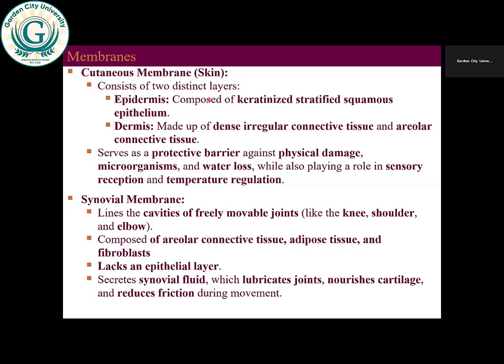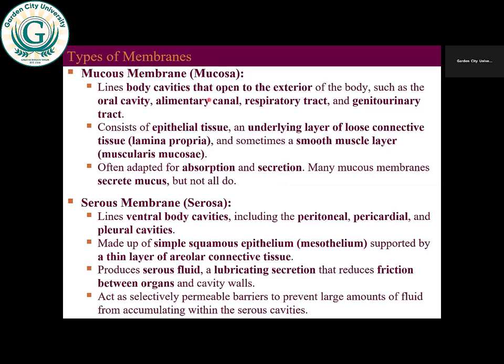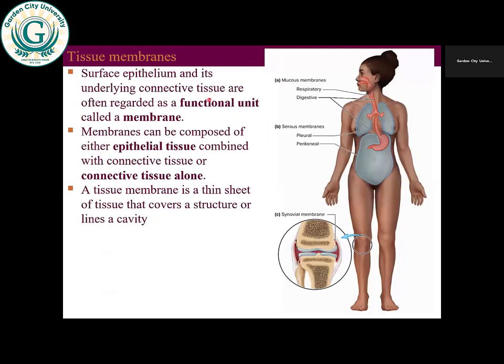So what do they do? They serve as a protective barrier, giving protection. You know, there are other functions of the skin. It is these two types that I want you to pay attention to: mucous membrane and serous membrane. And this diagram says it all. So there is a mucous membrane, and there's a serous membrane.